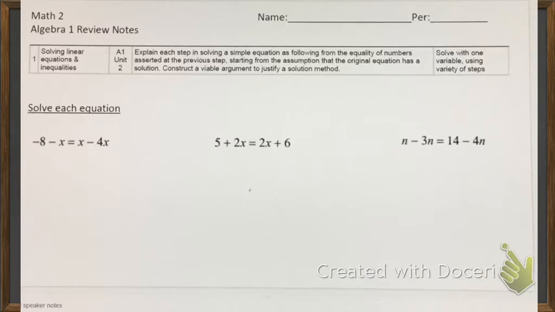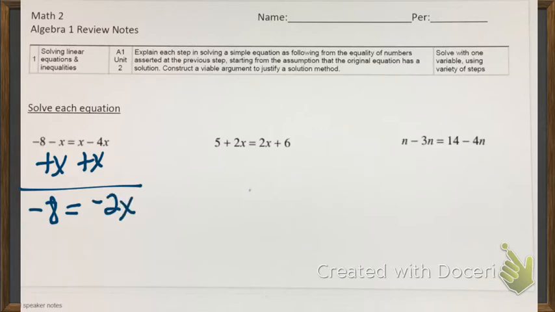First problem. I'm going to add x to both sides, and you're probably wondering why. That's okay. Add x to both sides so that all my x's have moved to the right side of the building. Therefore, I've got negative 8 left on the left side. And on the right side, I've got x plus x, which is 2x, minus 4x, which is negative 2x. And negative 2 times 4 is negative 8, so x equals 4.